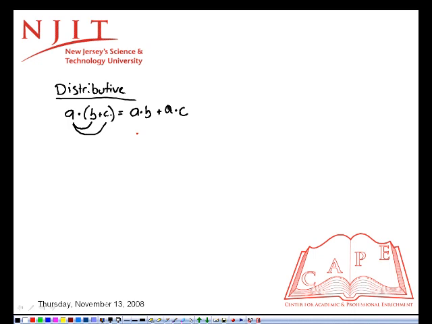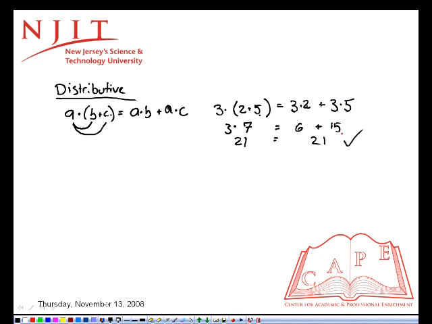Now let's see if this is true. I want to make sure this works. Let's pick these numbers. 3 times (2 plus 5). If this distributive property is true, then this should equal 3 times 2 plus 3 times 5. Alright, well, let's do the math. 2 plus 5 is 7, times 3 is 21. Are these equal? 3 times 2 is 6, plus 3 times 5 is 15, 21. Good. So they both equal 21. So this means this distributive property is true.